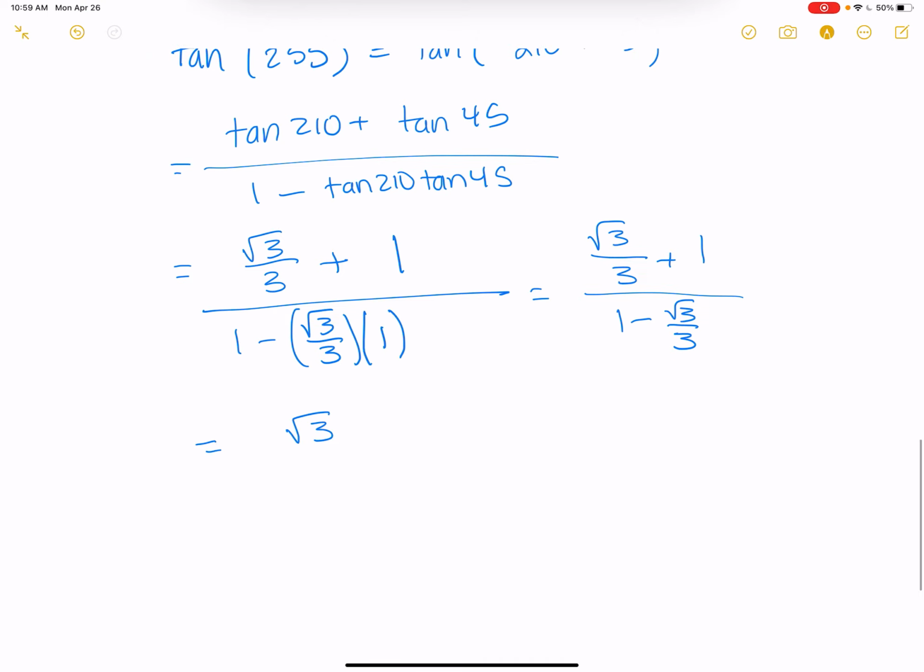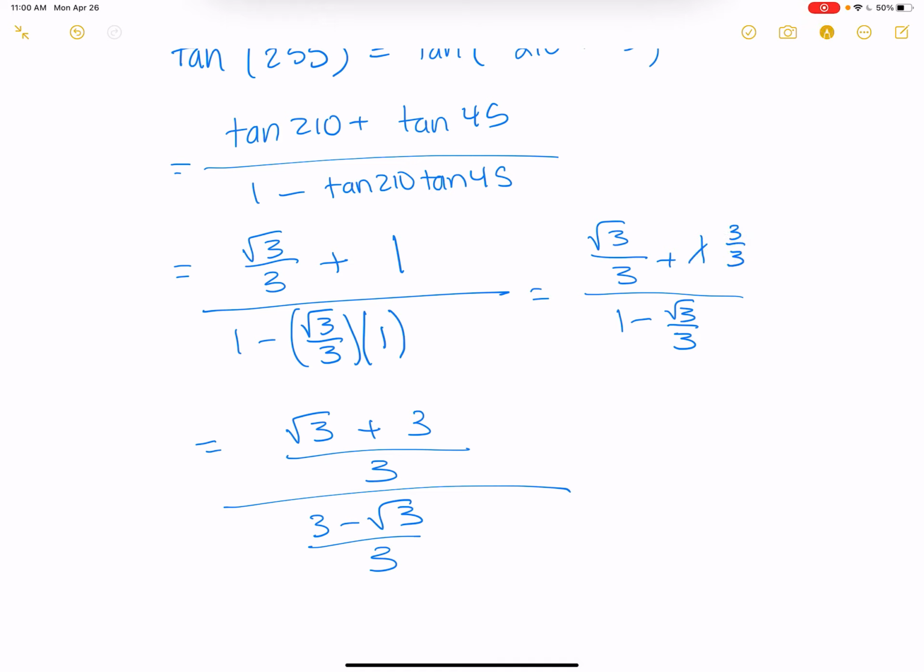All right, root 3 plus 3 over 3, all over, again 3 on the bottom, 3 minus root 3 over 3. Okay, 1 is going to be replaced by 3 over 3 on top and bottom.